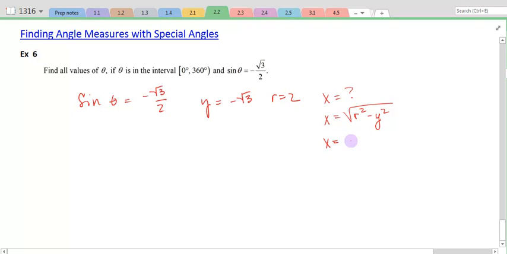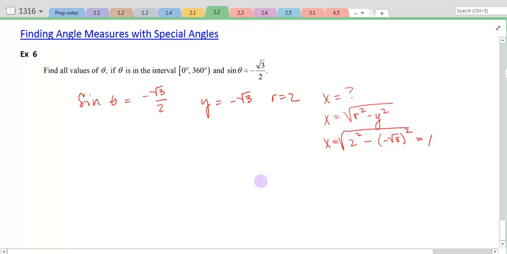So it would be 2 squared minus negative square root of 3 squared, all under the radical. So 2 squared is 4, minus the square root of 3 squared, which is just 3. So 4 minus 3 equals 1.